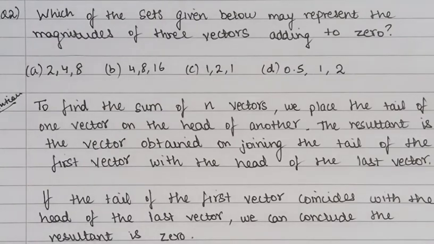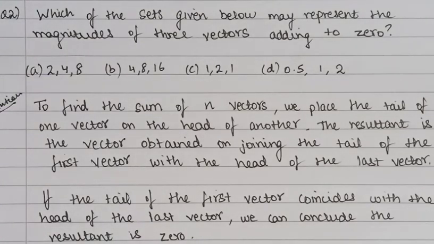Option A, 2, 4, 8, it cannot form a triangle since we know that to form a triangle, the sum of two sides has to be greater than the third side, and 2 plus 4 isn't greater than 8. Similarly, B cannot form a triangle since 4 plus 8 isn't greater than 16. Also, C cannot form a triangle since 1 plus 1, even though equal to 2, is not greater than 2. And also, D cannot form a triangle since 1 plus 0.5 isn't greater than 2.